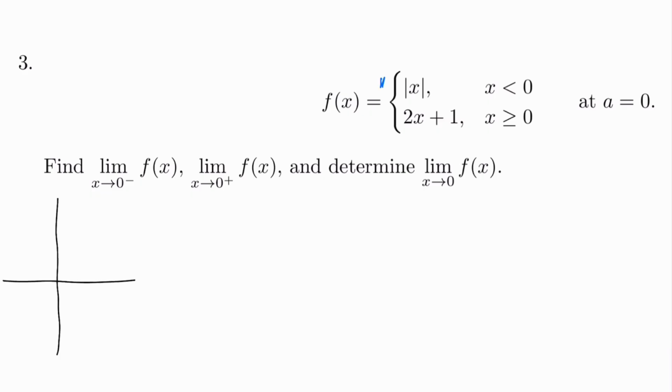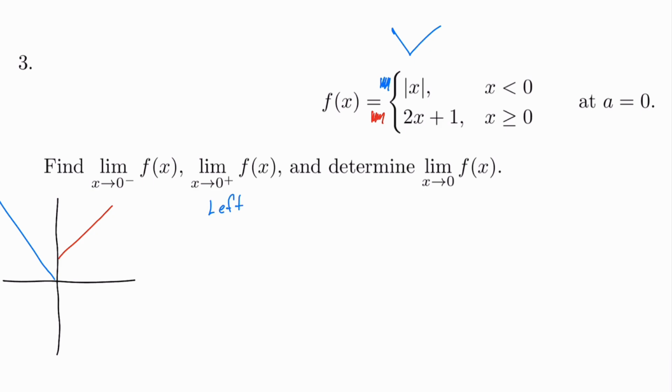In blue, for our left-handed side, we've got the absolute value of x. So remember, these are just v's of lines, and we're looking at x is less than 0. So this is just going to be a line. And for our right-handed side, we've got another line, 2x plus 1. So that is going to look something like this. And we're looking at a is equal to 0, so let's go ahead and write out our tables.